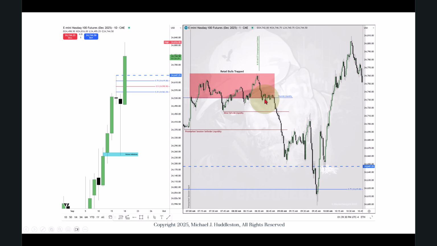Market breaks down. It consolidates and spends a little bit of time in here. It finally gives up the ghost and trades lower, hits the first minor sell side liquidity pool, and then trades down to the pre-market session sell side liquidity pool, which I was looking for.